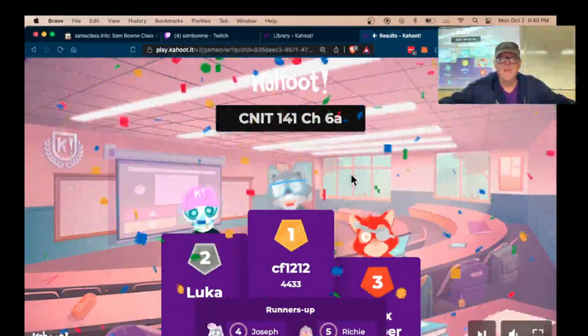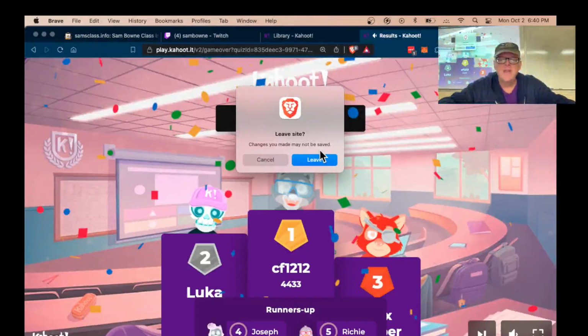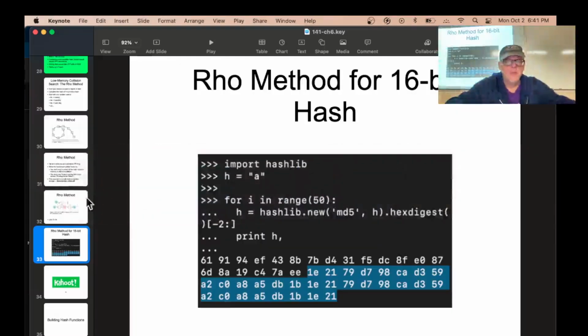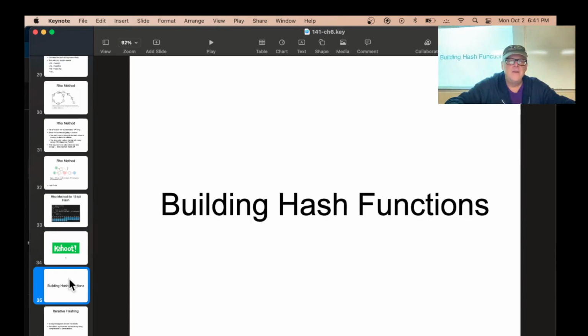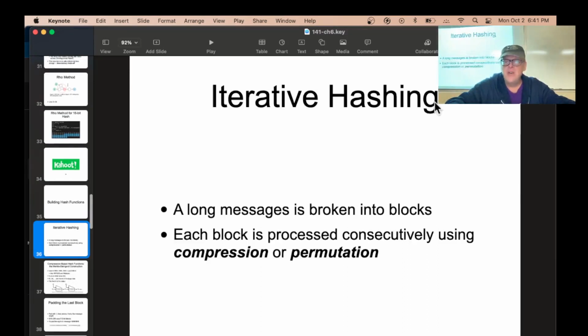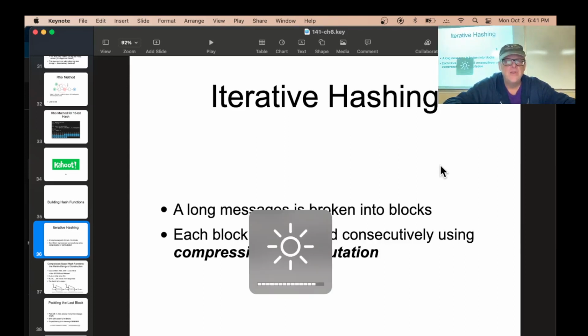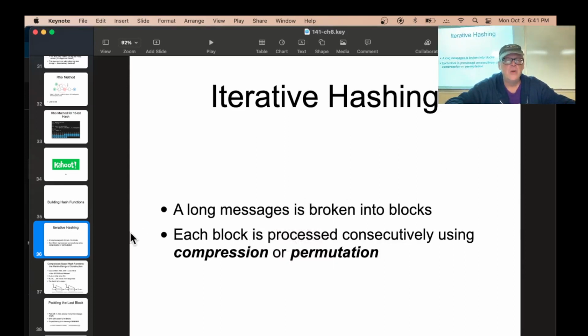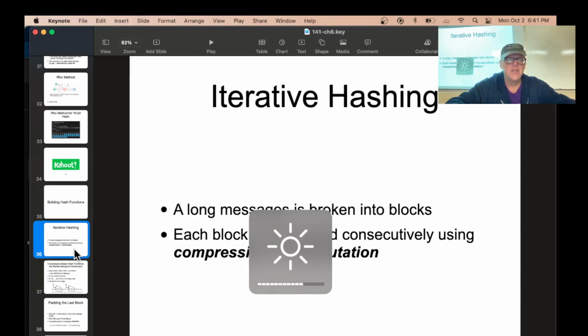All right, good. So let's go back to the next bit of this. To build your hash function, how are you going to do it? Typically, you do it with blocks, just like the cryptography we talked about before. And so you process block after block, either with compression or permutation.